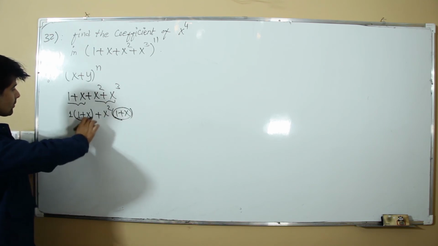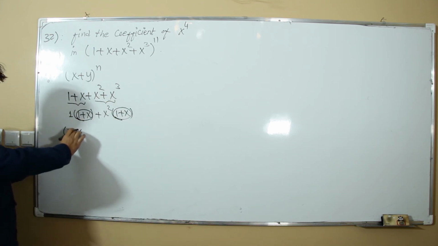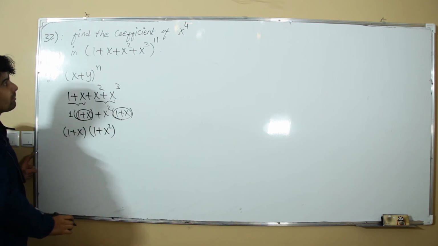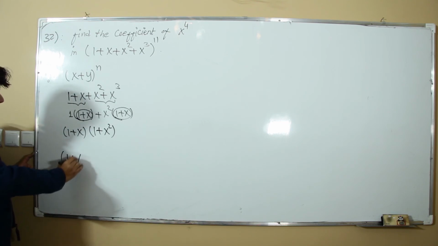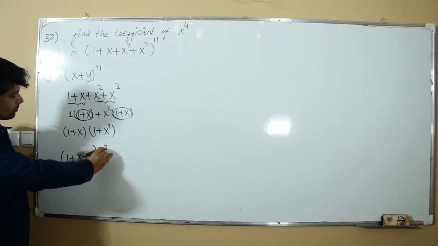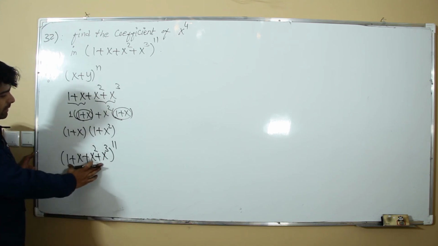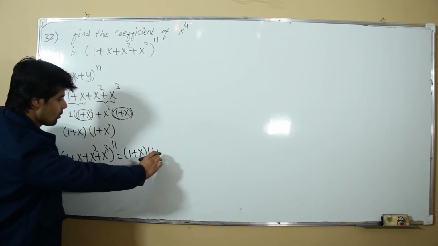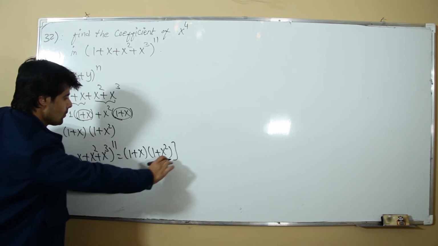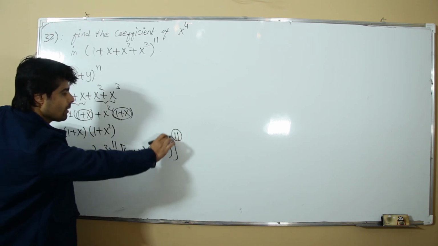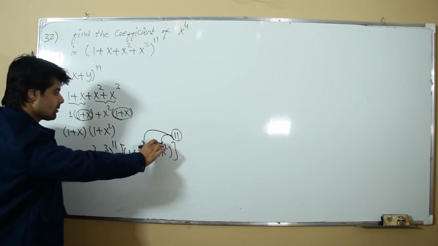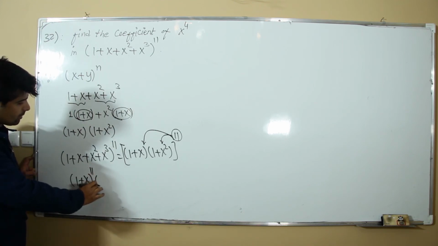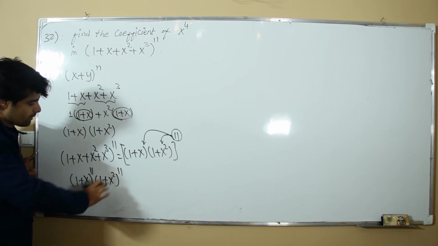Now in here the brackets are the same, so you can have one of them, and the next one is 1 plus x squared. Now you can write this as (1 plus x plus x squared plus x cubed) raised to the power 11. Instead of this, you can write (1 plus x) times (1 plus x squared) whole raised to the power 11. Now this 11 belongs to the first bracket and also to the second bracket. I mean (1 plus x) raised to the power 11, (1 plus x squared) raised to the power 11.